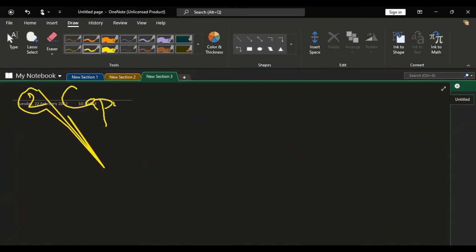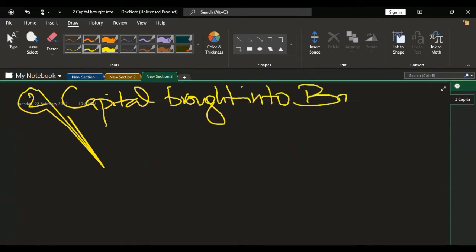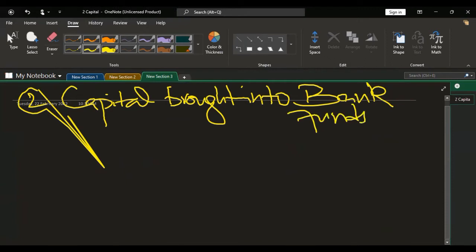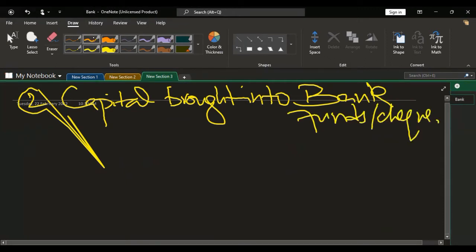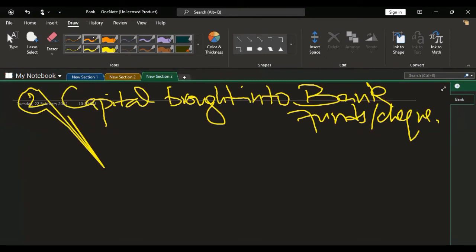Capital brought into the bank, by funds or bank check. We have already studied this in our previous class, whose link is always placed in the description. You can also watch that one first, then move to the current video.